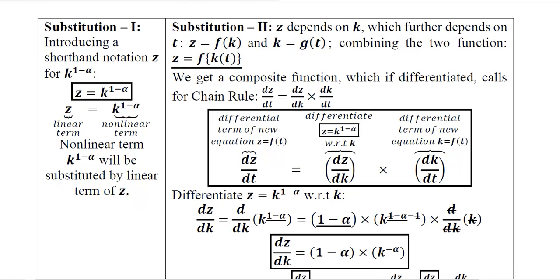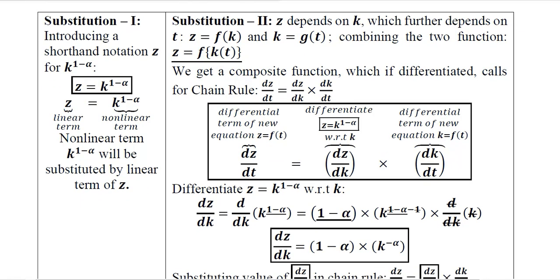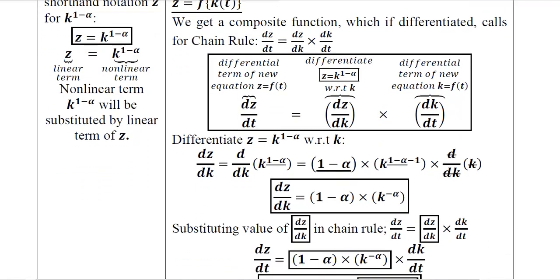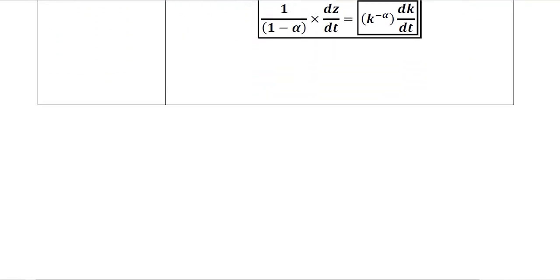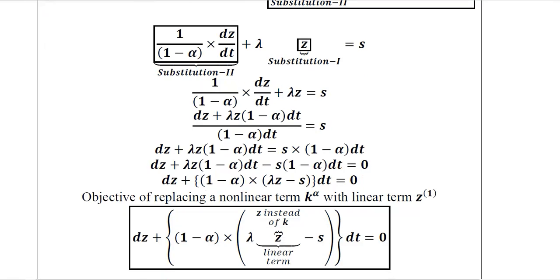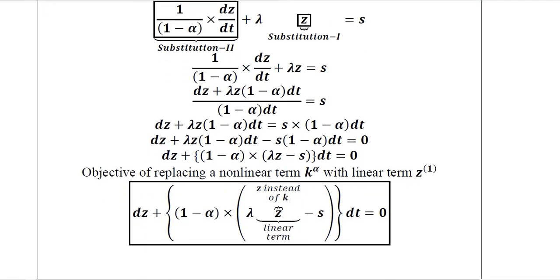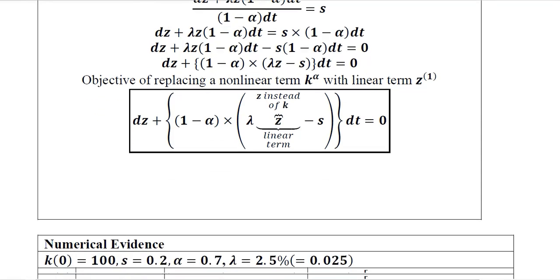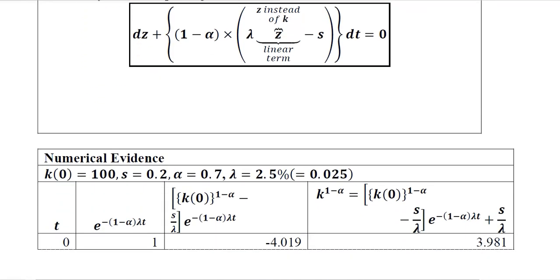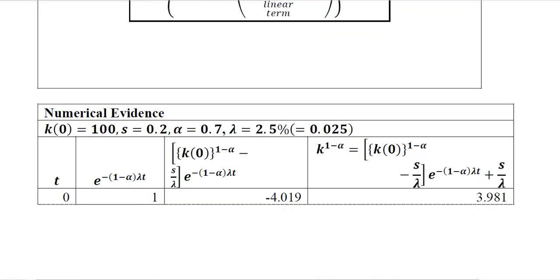So in the next slide we have the substitution process both for the first and the second, and then we have the linearized form of it, which is finally written here. So this is how we obtained the dz and dt terms of the linearized form of first order Solow's differential equation. And then you can numerically verify if the convergence is happening.